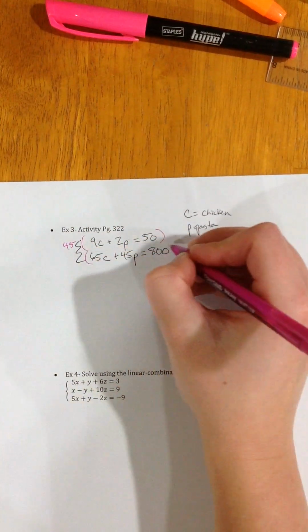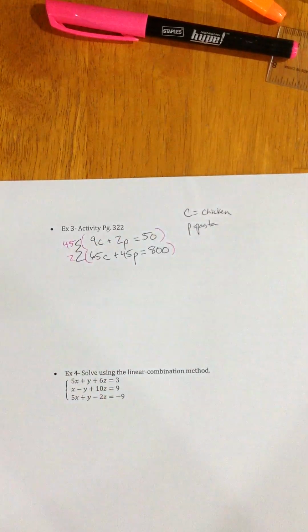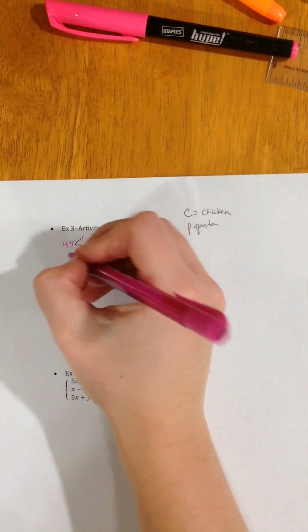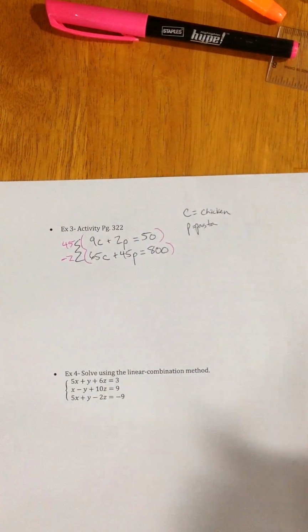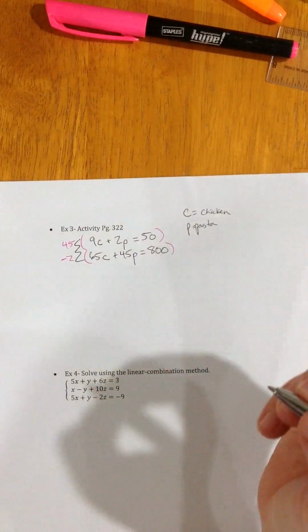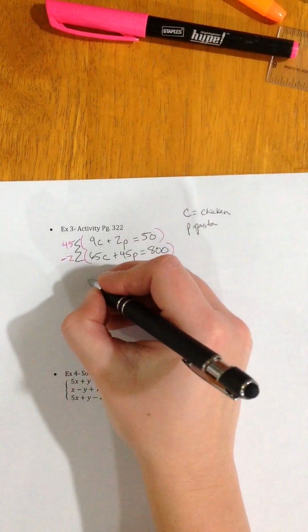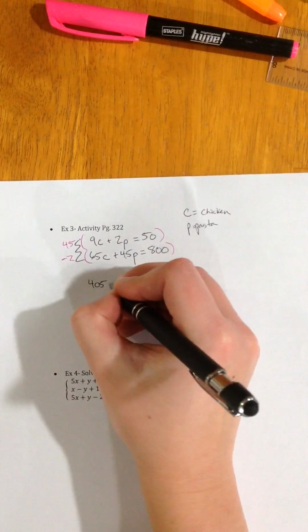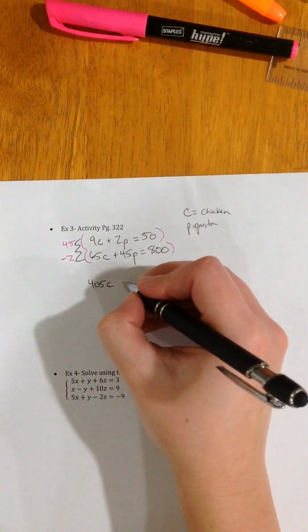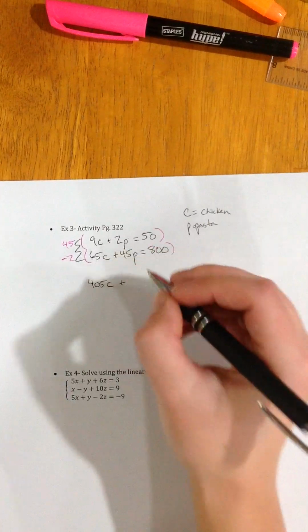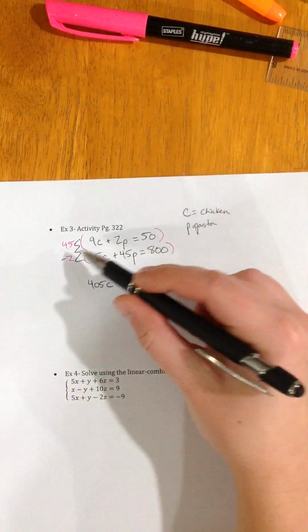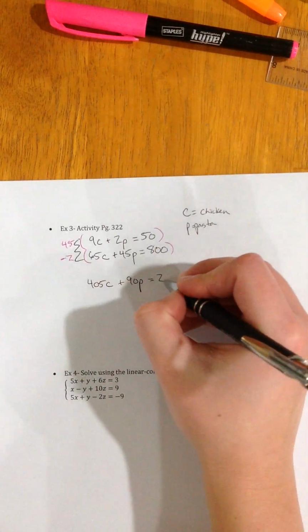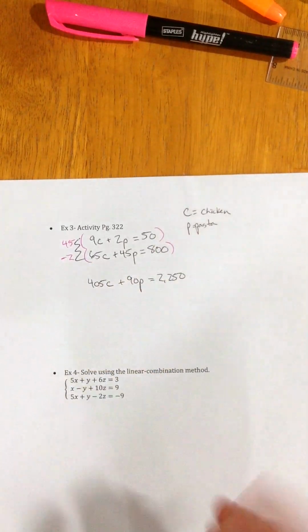And my bottom equation, I'm going to take all times 2. Or I should probably make that a negative 2 to make them opposites. And then that should cancel some stuff out. I'll probably get some pretty big numbers when I do this. So 45 times 9 should be 405C, plus 2 times the 45 would be 90P is equal to, and then 45 times 50 would be 2,250.